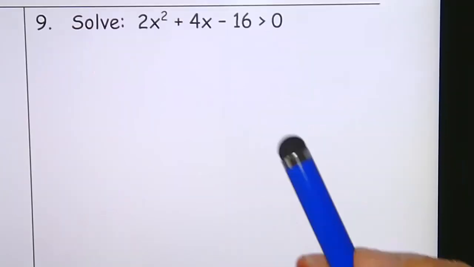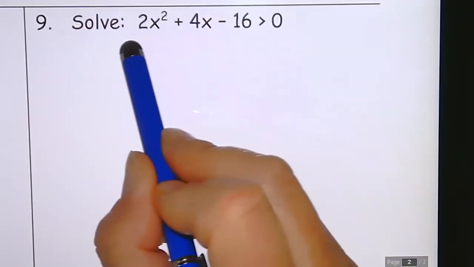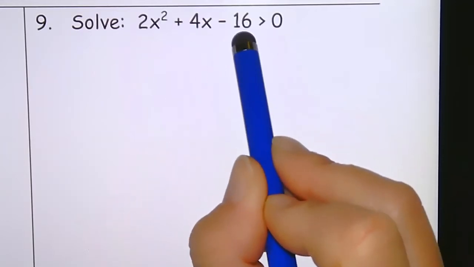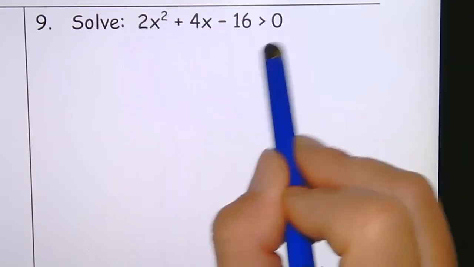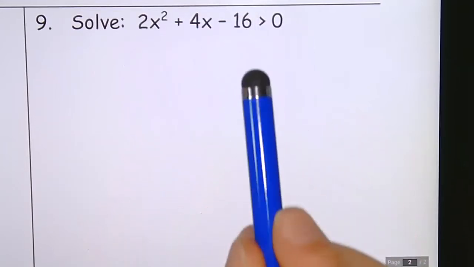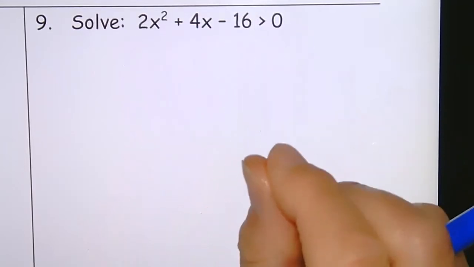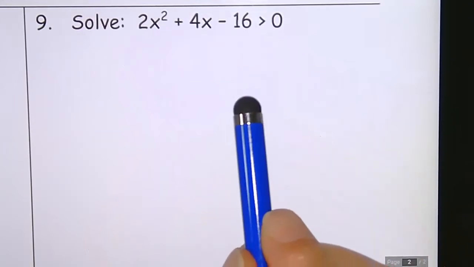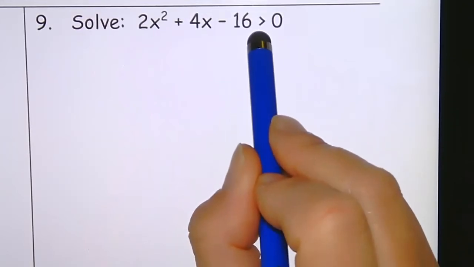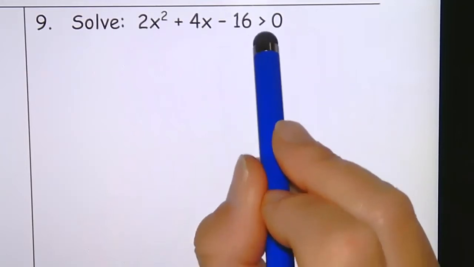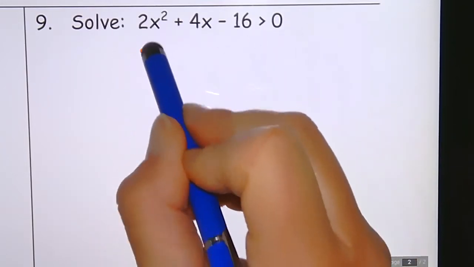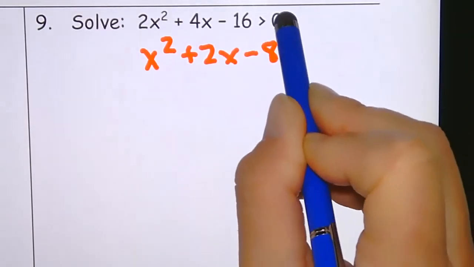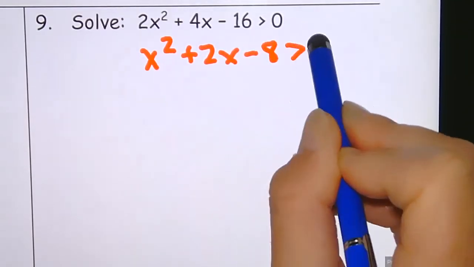On number 9, what I'm going to do is I'm going to actually divide everything by 2. So you're allowed to multiply, divide, add, subtract on any inequality. It's going to remain the same unless you have two situations. If you multiply by a negative, you're going to switch the direction of your inequality. If you divide by a negative, you're going to switch the direction of your inequality. If you do anything else, that stays. So I'm going to divide by 2. So I'm going to get x squared plus 2x minus 8, and when I divide this, that's going to be 0. So my inequality is going to stay.